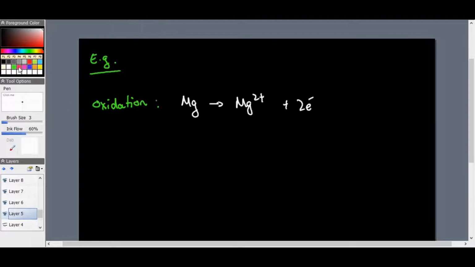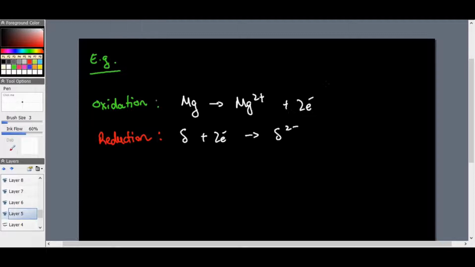Then we'll take the reduction. I kind of wrote it in the wrong color. Doesn't matter, it's a new example, we'll just go with it. Reduction, and let's take sulfur. So S plus 2e- now becomes S2-, showing that it got reduced, that it accepted 2 electrons. This is showing that it lost 2 electrons.